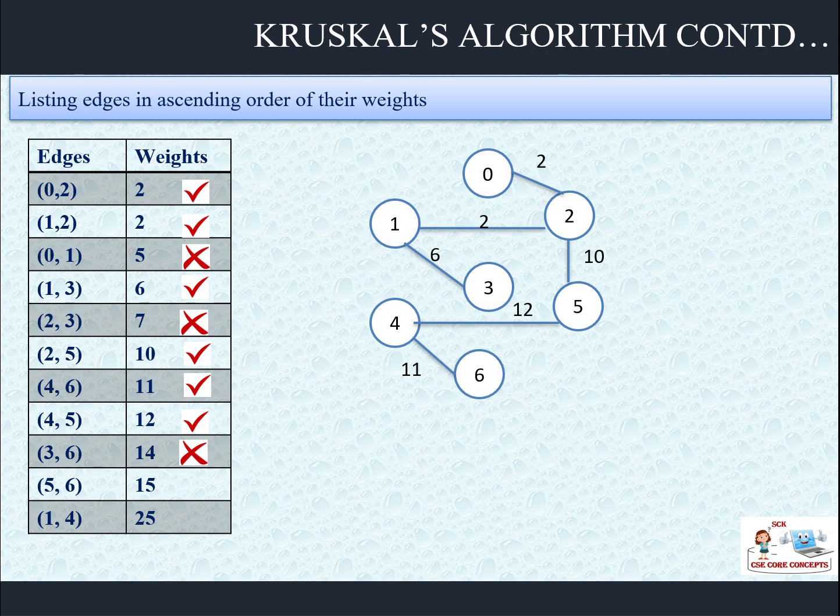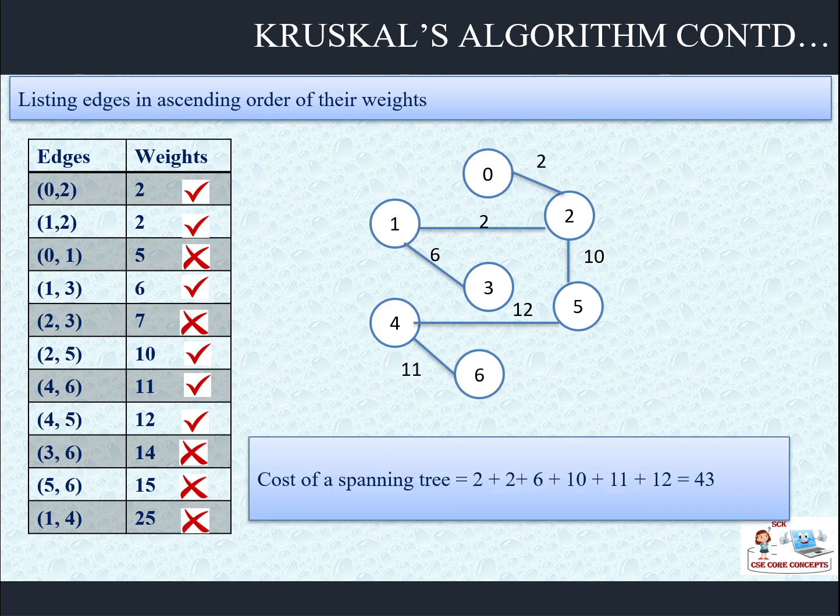Can you see? What did I say? If I add 6 to 3, then 6 to 3, 3 to 1, 1 to 2, 2 to 5, 5 to 4, 4 to 6, 6 to 3. It will form a cycle. So I am not going to add 3 to 6. Fine. 5 to 6. Let's see. If I add 5 and 6, then 5, 4, 6 will become a cycle. It will not be added.